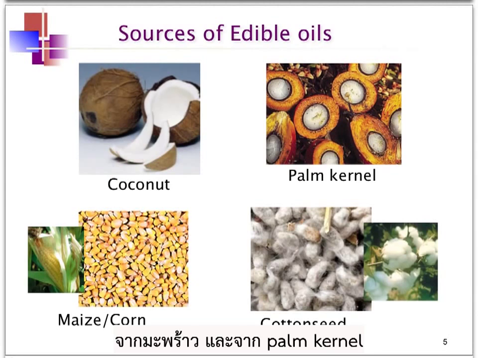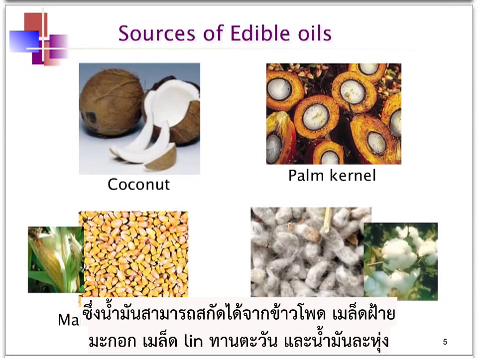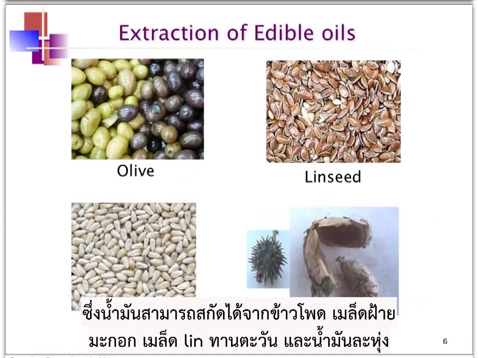So for the oil palm, this is the oil palm fruits. The red, the orange flesh outside is from where we can get the crude palm oil, and the white flesh inside is actually the palm kernel, and we can extract the palm kernel oil, which has different physical and chemical composition from the palm kernel part. Then oil also can be extracted from corn, from cotton seed, from olive, linseed, sunflower, safflower, and from castor oil.